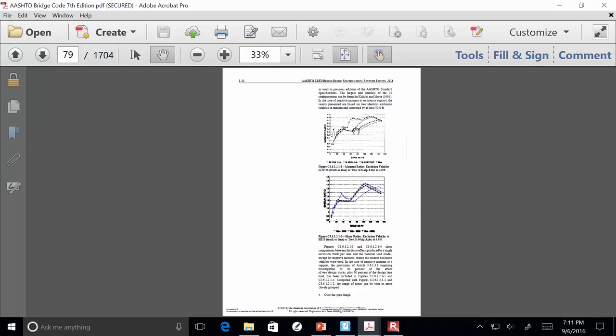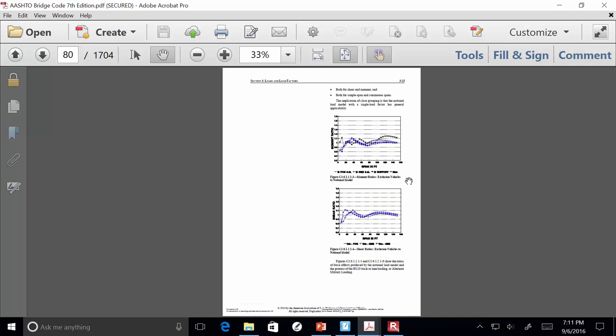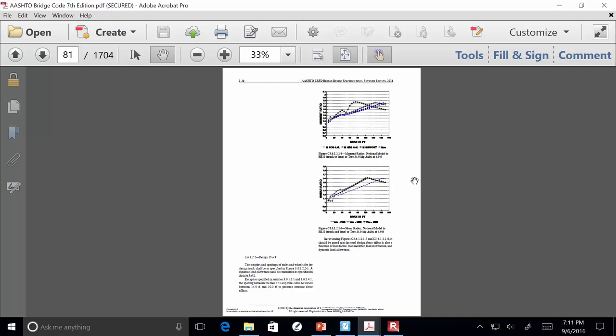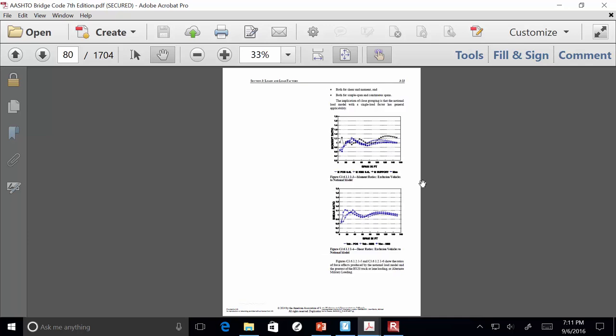We've got a bunch of commentary here. Well, by golly gosh gee, look at those graphs. We just looked at those graphs a little bit ago. So I don't think I really have too much to say about that.